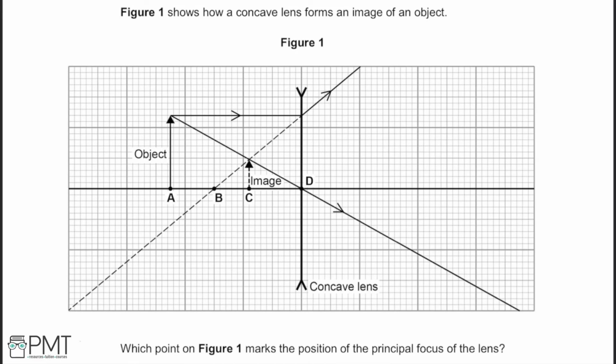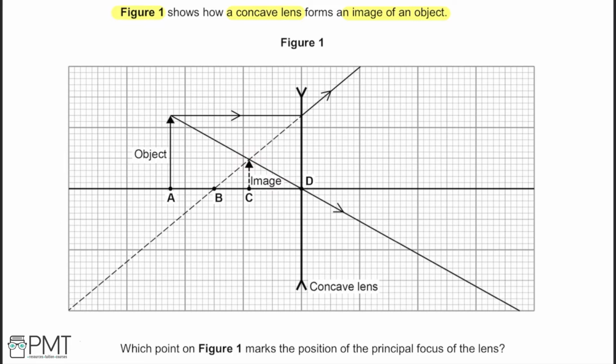So in this question, we're given figure 1, which shows how a concave lens forms an image of an object. So in these types of questions, I just like to take a minute to get my head around what's happening in the diagram, so just to understand exactly what everything's doing and why everything's there. So over here we have this arrow, which represents the object itself. And then the smaller arrow here is the image.